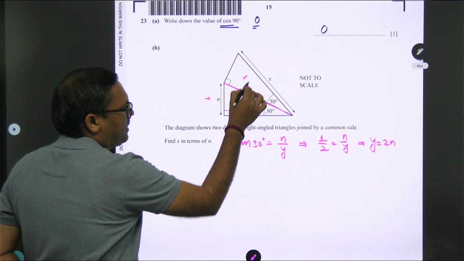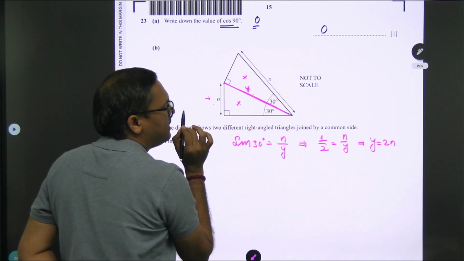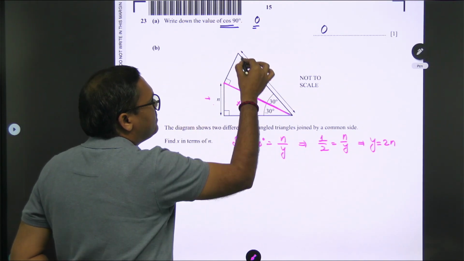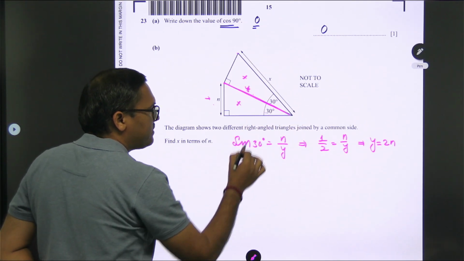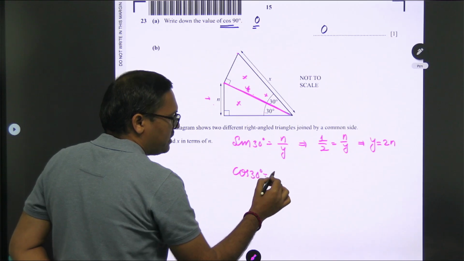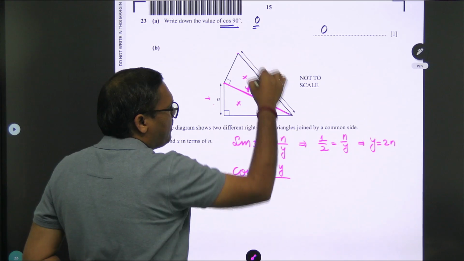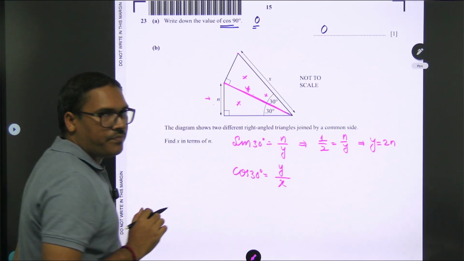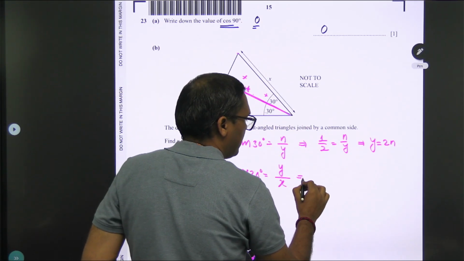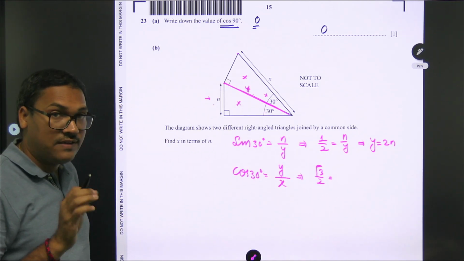Now let's take this triangle. In this triangle, y is the adjacent side and this is the hypotenuse. So in the second triangle I can use cos. Cos 30 degree is equal to adjacent side y upon hypotenuse, which is x. And we know cos 30 degree is root 3 divided by 2.